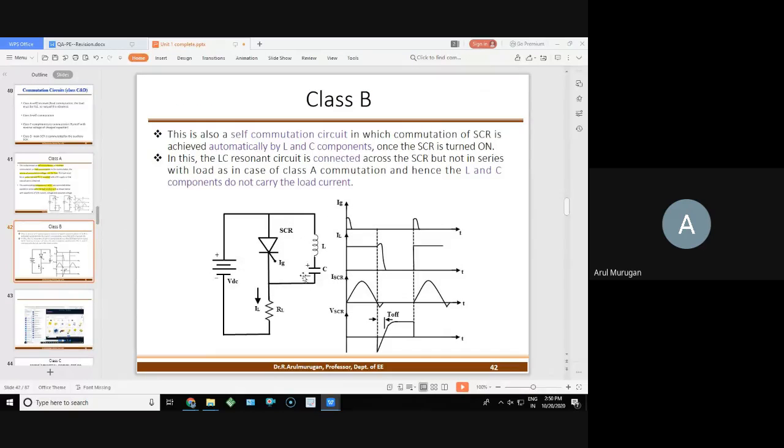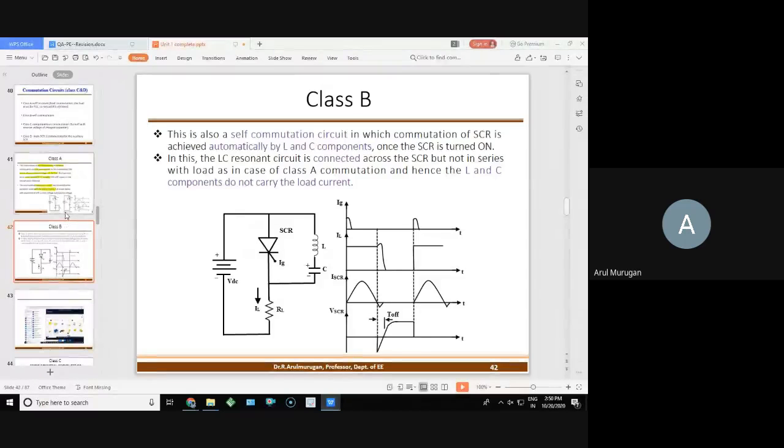These are the commutating elements, inductance and capacitance. They are connected in series with the load. Even then, in this case the L and C are also in series with the load, but particularly they are connected across the switch. If it is across the switch, that is class A.